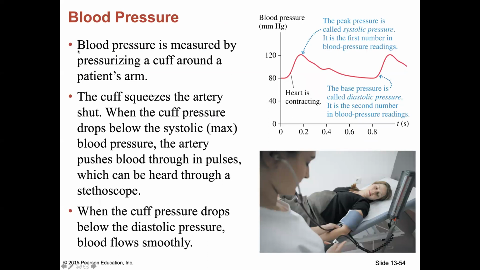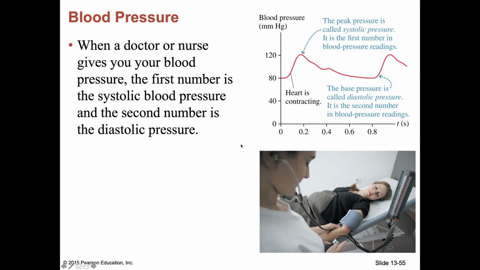Blood pressure. Blood pressure is measured by pressurizing a cuff around the patient's arm. And I think everyone has used this device to measure your blood pressure, so it's easy to understand the mechanism of this little device. But the question is, when a doctor or nurse gives you the blood pressure, the first number is systolic pressure, and the second number is diastolic pressure, or the high pressure and low pressure.